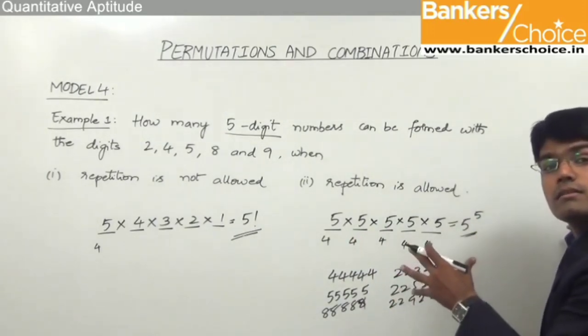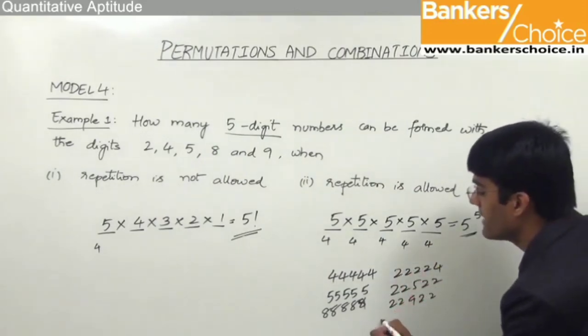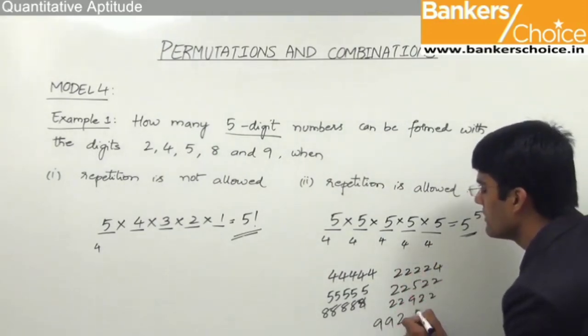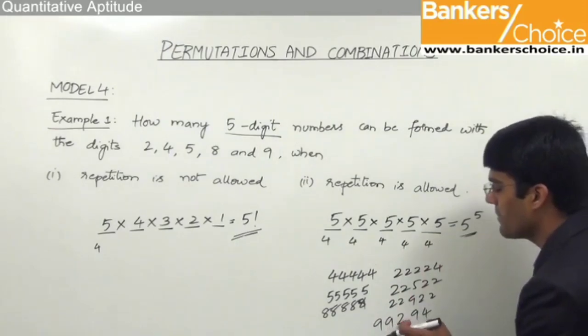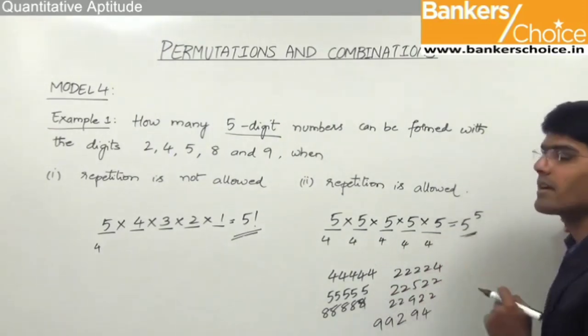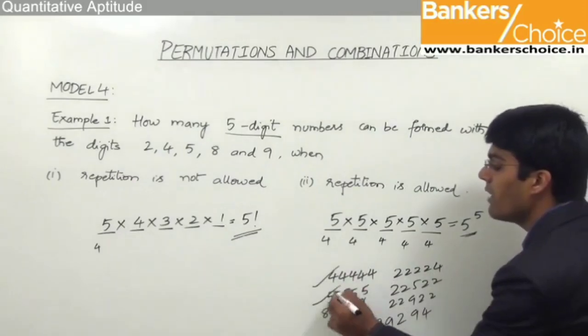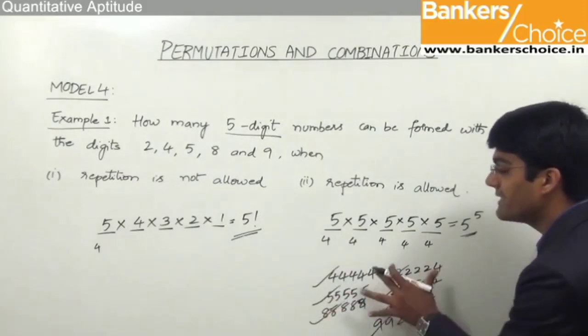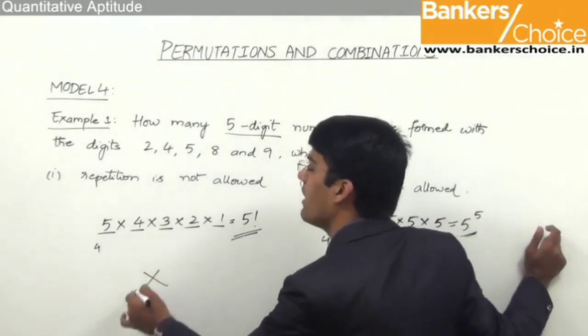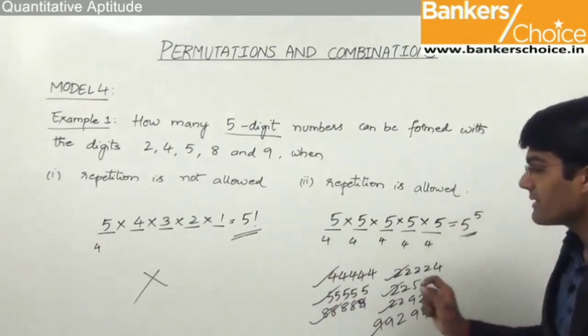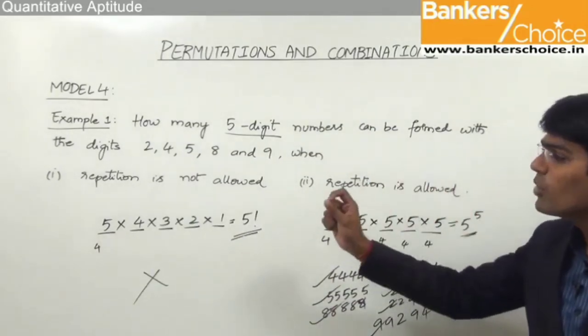Likewise, only 3 of them may repeat. We can have a number like 99294. So here we find that a particular digit has appeared thrice, and the remaining digits have come only once. So these are the numbers which can come in this case. These are all okay when repetition is allowed, but these things are not applicable when repetition is not allowed. Why? Because the digits should not repeat. So here we can have only unique numbers.